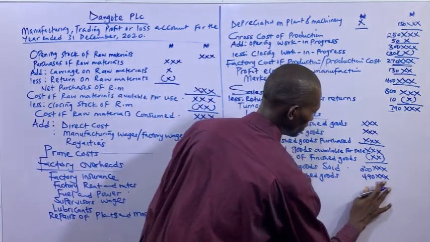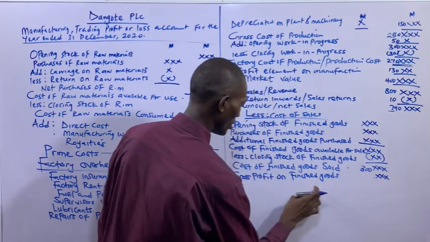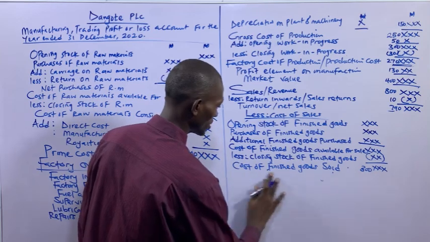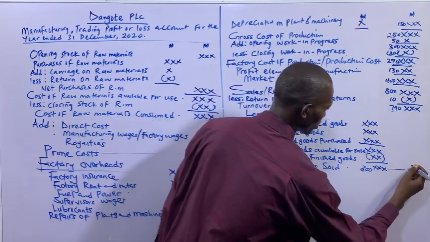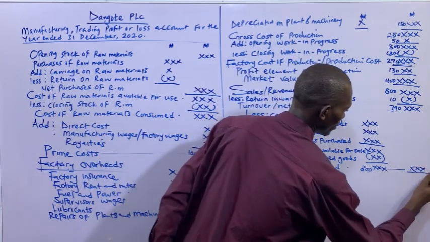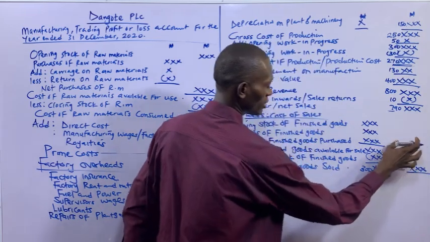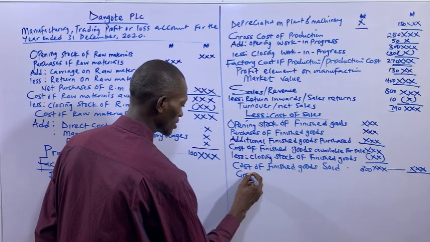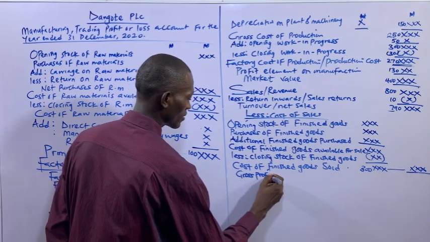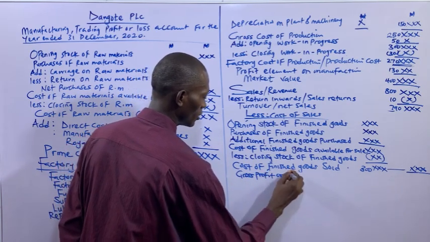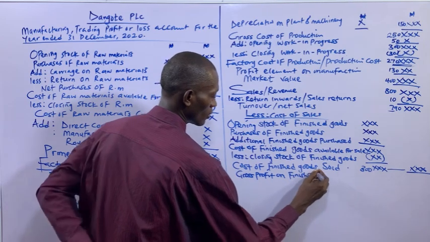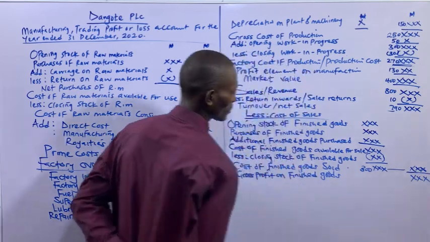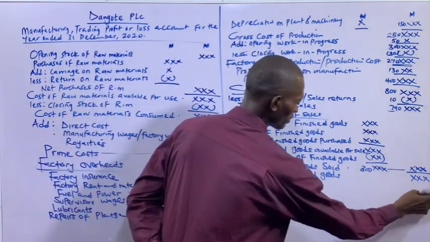Okay, so let's put our cost of finished goods here, so that I'll be able to less it from our turnover. Then what we have is gross profit on finished goods. So that's gross profit.